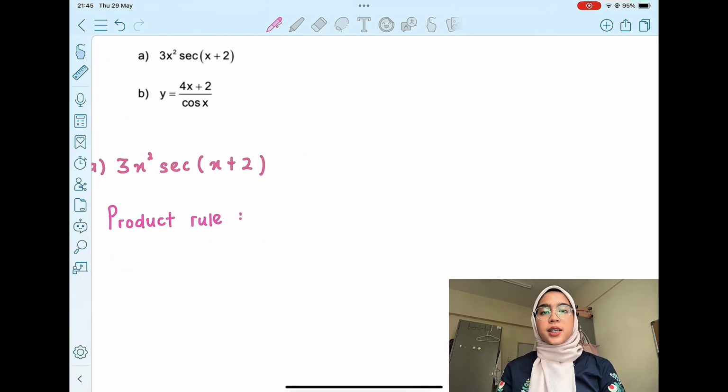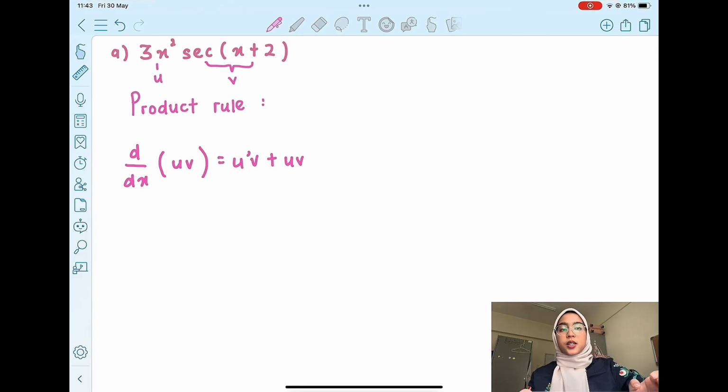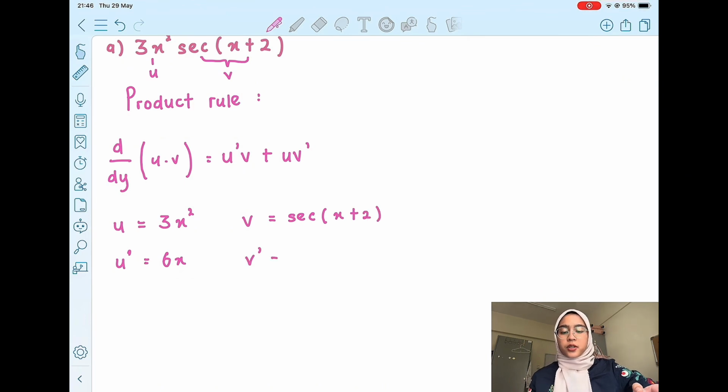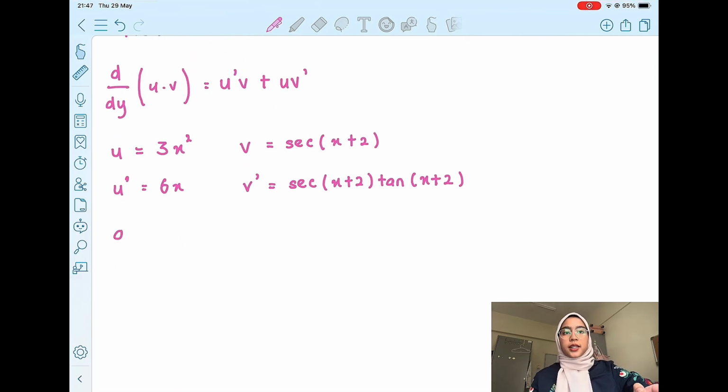To differentiate this, I use the product rule, which states d over dx of uv equal to u prime v plus uv prime. So, it is defined as u is equal to 3x squared, u prime which we differentiated is equal to 6x, v is secant x plus 2, v prime is, after we differentiate it, we got secant x plus 2 times tan x plus 2. This is due to the formula, after we differentiate secant, we got secant x times tan x.